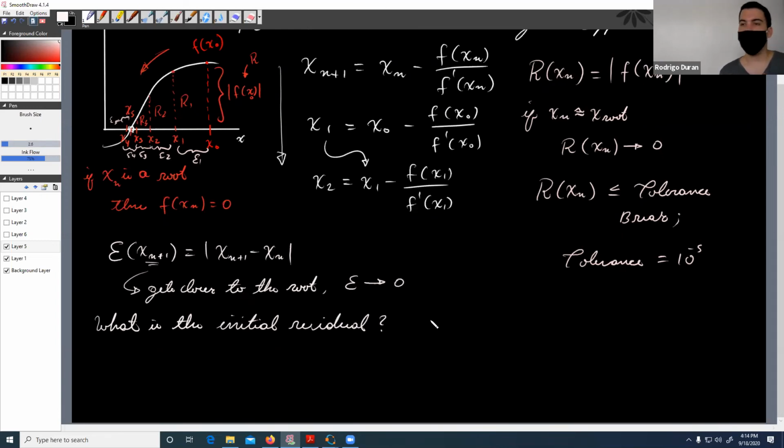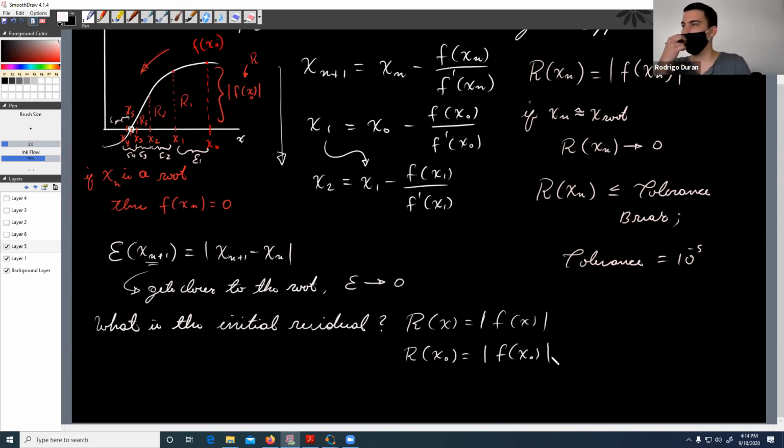Then you can just say, okay, I know that the definition of residual at any particular x is equal to the absolute value of that function evaluated at that particular x. So if I'm talking about the initial residual, it will be the residual using the initial guess. So that means evaluate the absolute value of the function at the initial guess. And that will be your initial residual.